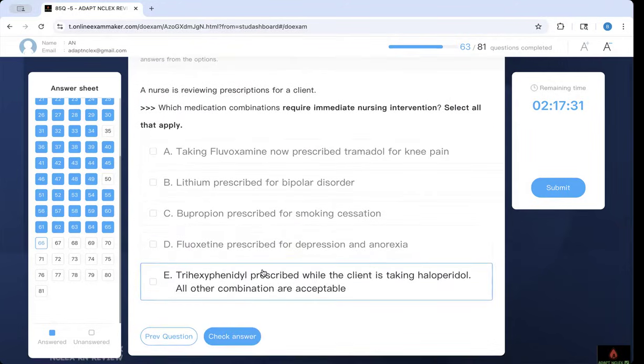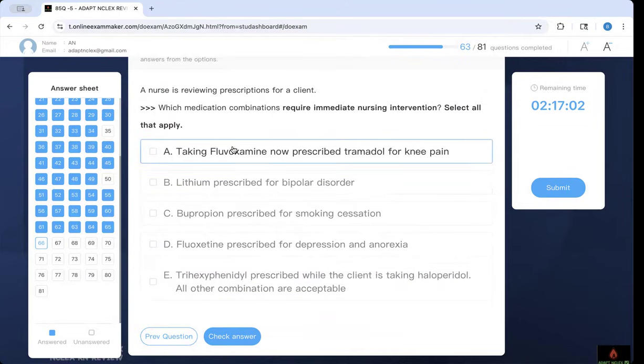And this is reviewing a prescription for a client. Pharmacology, that's my favorite. Are you ready for hard-hitting pharmacology? I'm giving you concepts. I want you to write them down. Which medication combination requires immediate intervention? When you see this, it means they cannot come together. You've got to remember how to identify the medication, and then you can figure it out.